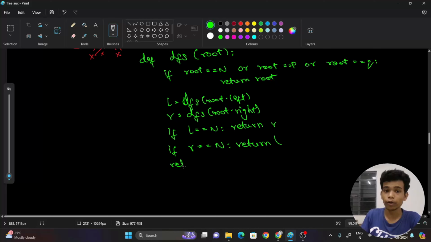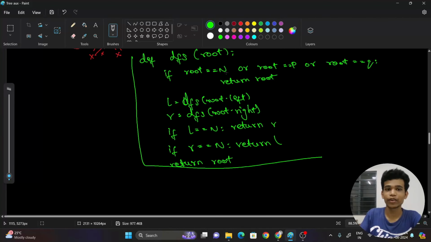Okay, if both are not equal to null, then what should I return? I should return the root. This root is our answer. Okay, so this is the whole code, and we call this function. That's it. Okay, so let us understand this code, and we can code it in the compiler.